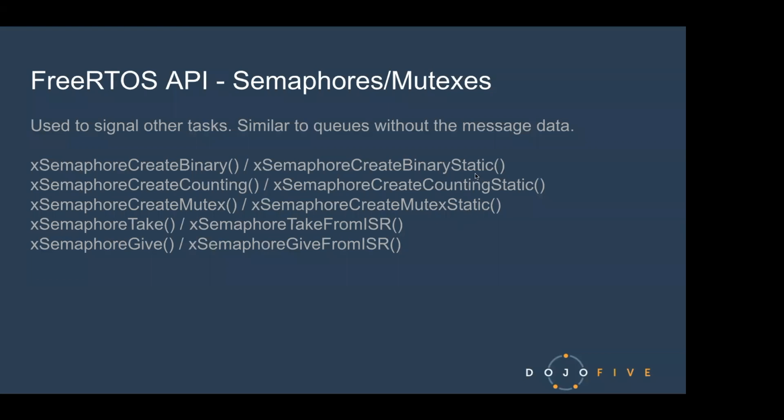And you'll see there too, we've got, again, static counterparts and then from ISR counterparts. They're important. And that kind of takes us through the FreeRTOS API and, at a high level, the typical things where you interface with FreeRTOS: with tasks, or with data passing and message passing between those tasks.